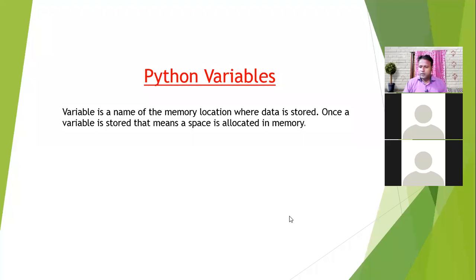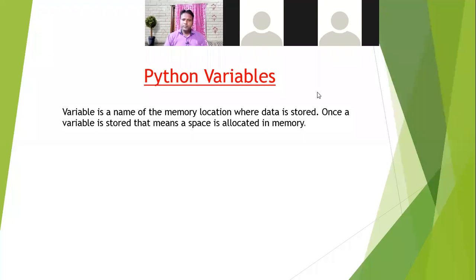So I will start with the concept of the variable. As you know, in other programming languages, the variable is a location where we store the value, and that value changes throughout the program execution. A variable is a memory location where you can store the value, and that value changes throughout the program execution.